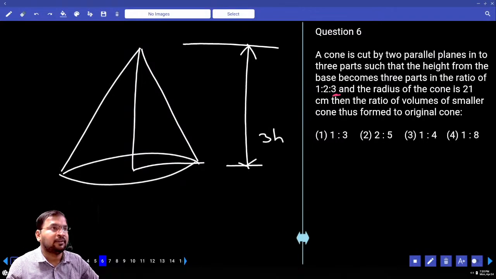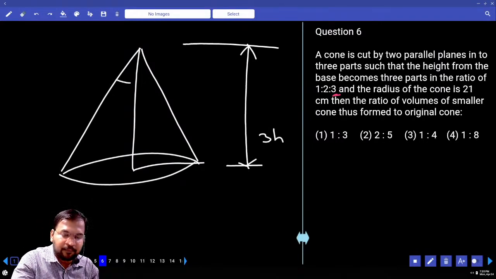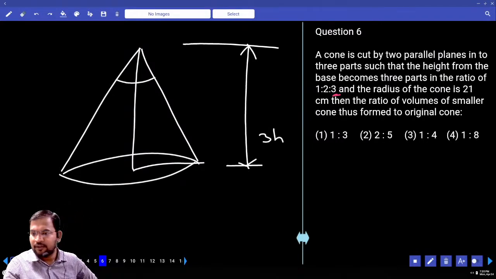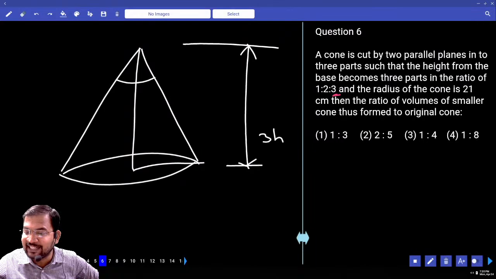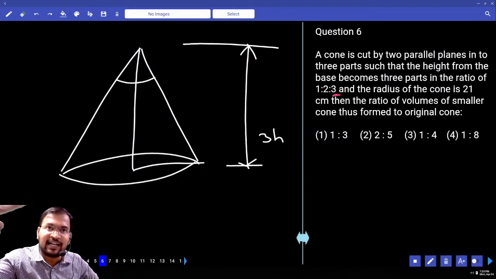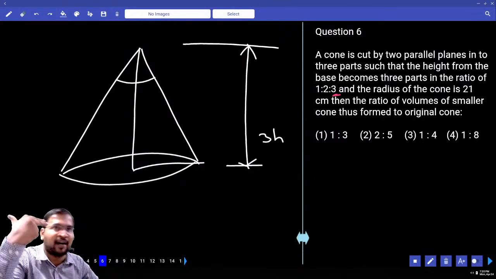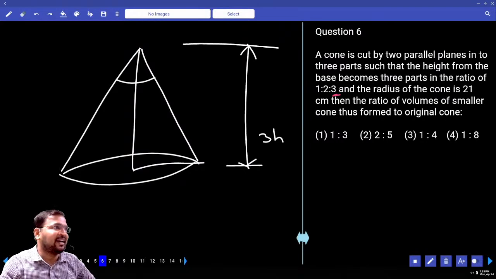Are you clear? Next, the total I am going to take as 3. Here, they are cutting at 1 part, at 2 parts, and at 3 parts. All of you clear, Nana? I am taking the total parts.